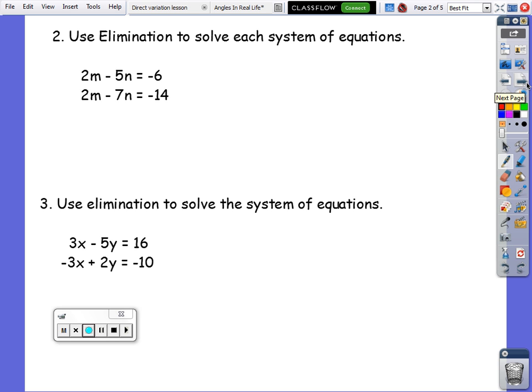So let's look at number 2 here. Which one has the same coefficient? Well, the m's do, but they're both positive. So the easiest way to solve this is just to change the signs on one of the equations. We're going to do that by multiplying the top equation by negative 1 all the way across the board, which is going to change every single sign. So watch this.